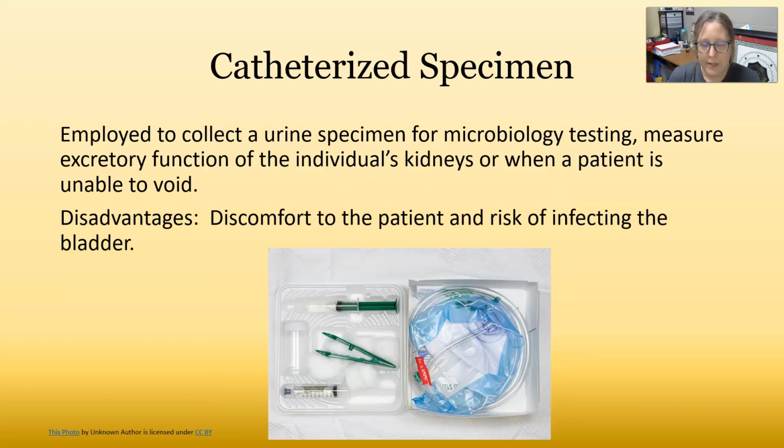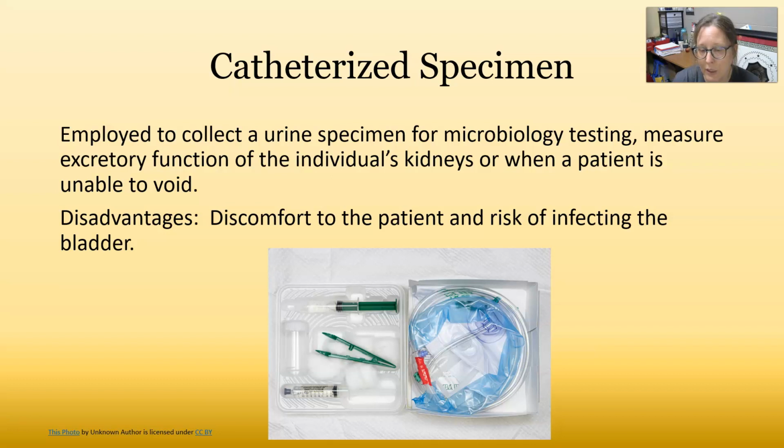Next is a catheterized specimen. It is employed to collect a urine specimen for microbiology testing and also to measure the excretory function of an individual's kidney, or when a patient is unable to void or use the bathroom. An example of when a patient would be unable to void would be a male with a swollen prostate who cannot empty their bladder. A catheter can be pushed through, past that swollen prostate, and that allows the urine to be drained from the bladder.